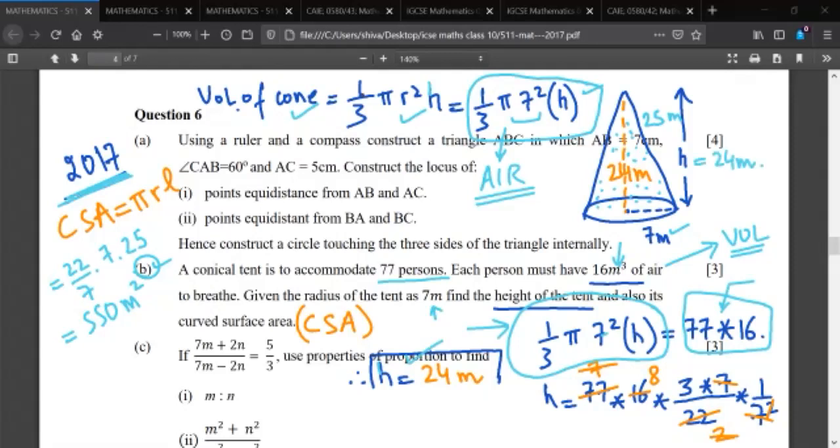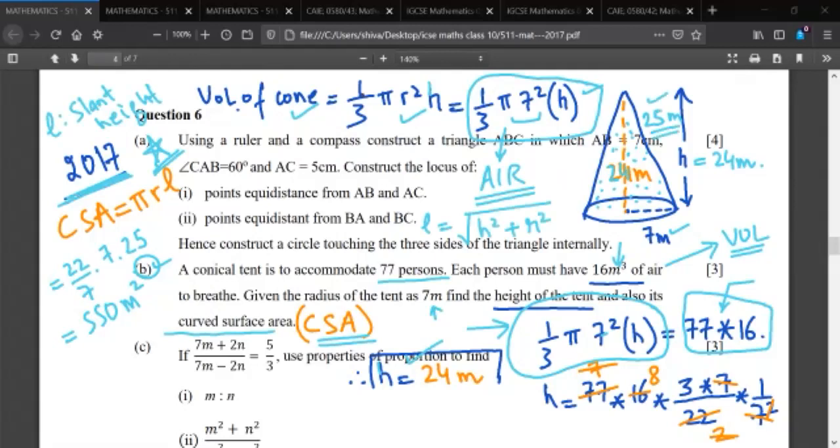No, sir. The second part is that you need to calculate the curved surface area. The curved surface area of a cone is pi r l. You should be clear about this. L is the slant height. How do I calculate slant height? The formula that I can use is root of h square plus r square, which is basically the Pythagoras theorem. So I have height as 24, I have base radius as 7. I can calculate L, which is 25 meter.